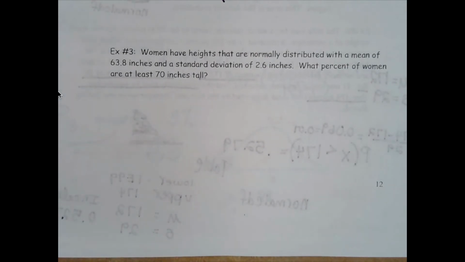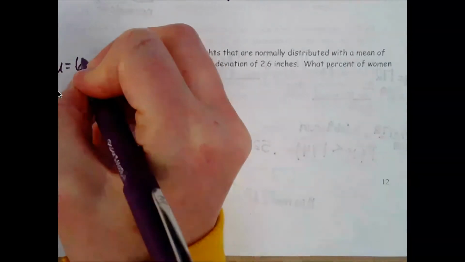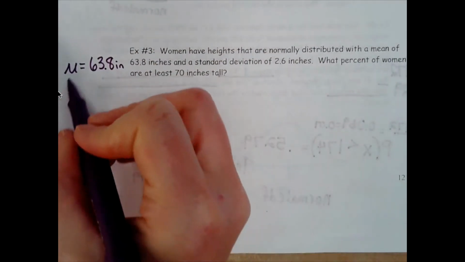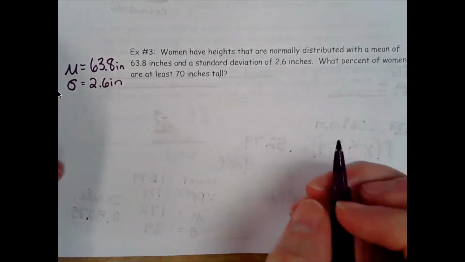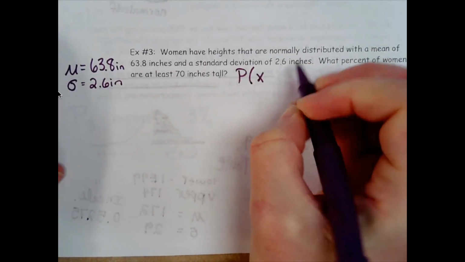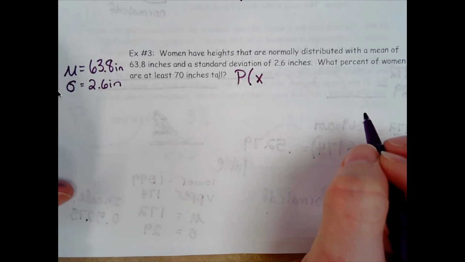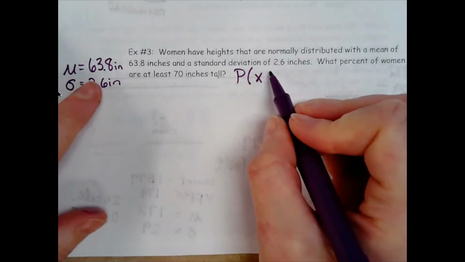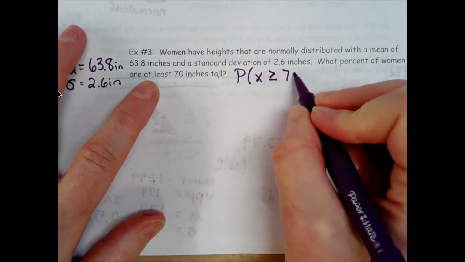Women have heights that are normally distributed with a mean, I'm going to go ahead and write that, of 63.8 inches and a standard deviation of 2.6 inches. What percent of women, so probability of X is at least? What inequality symbol do I use for at least? Greater than? At least, so greater than or equal to 70.